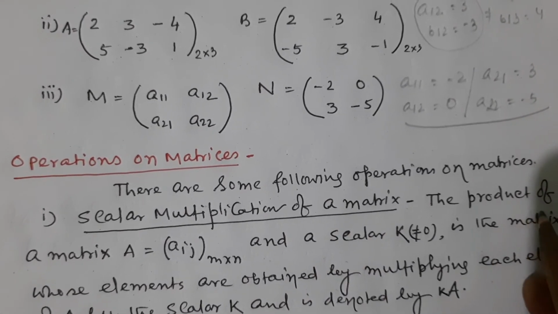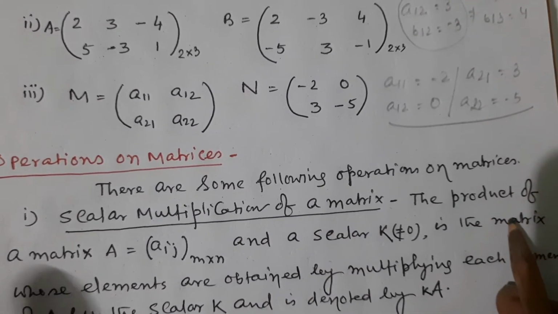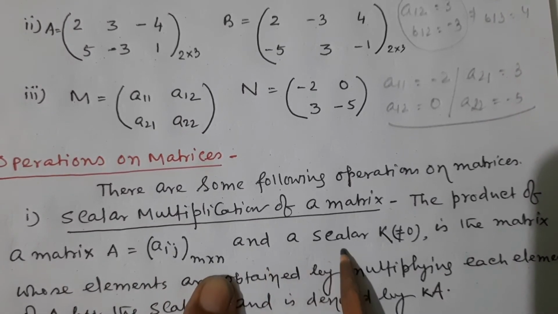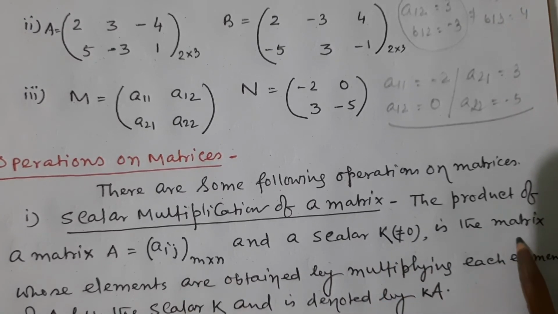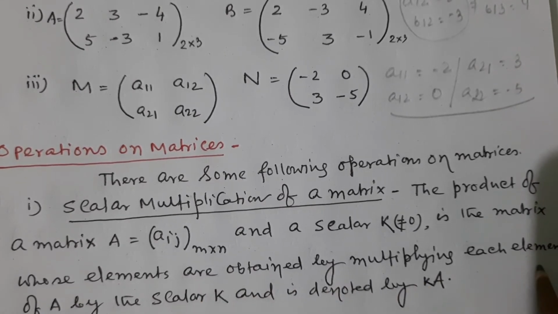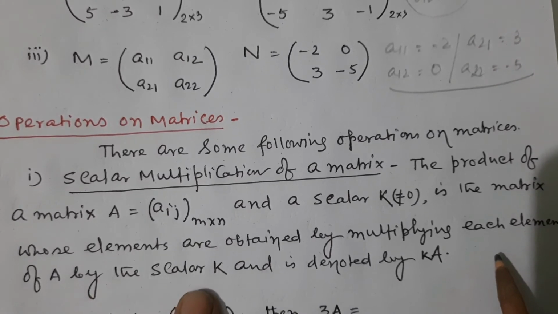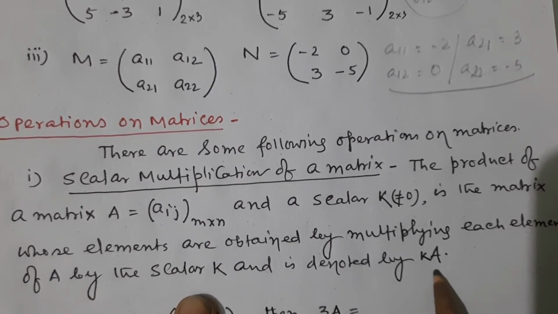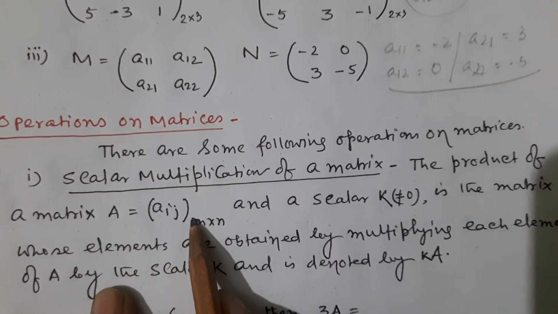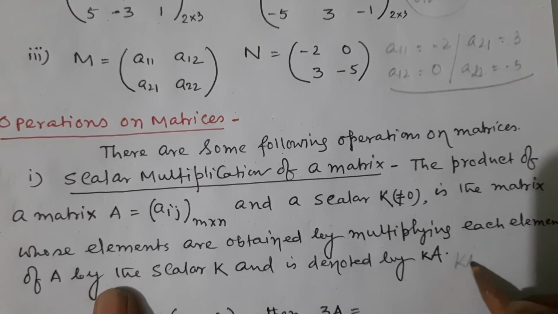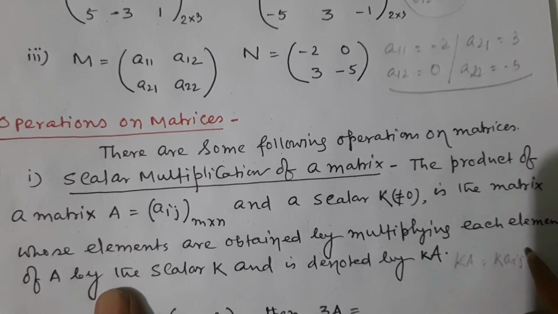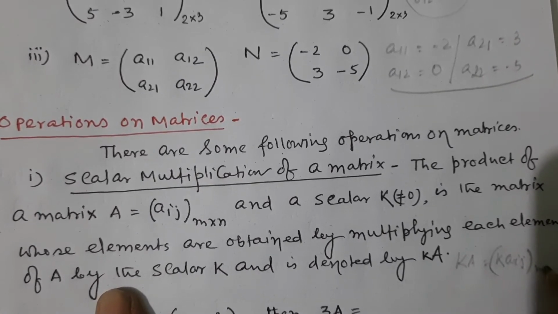The product of a matrix A equals [aij] m cross n and a scalar k not equal to 0 is the matrix whose elements are obtained by multiplying each element of A by the scalar k, and is denoted by kA. That is, if A equals [aij], then kA equals [k aij], which is m cross n.